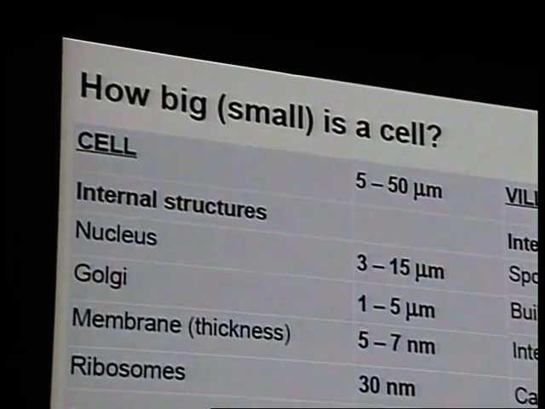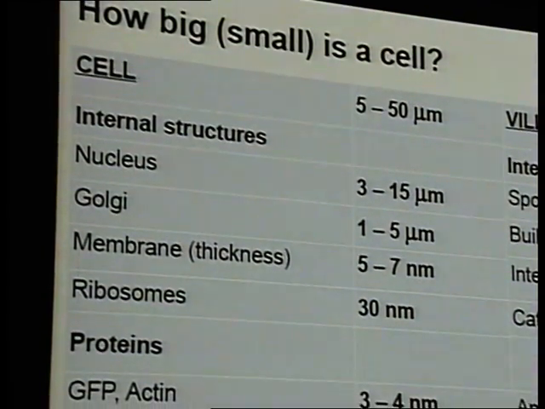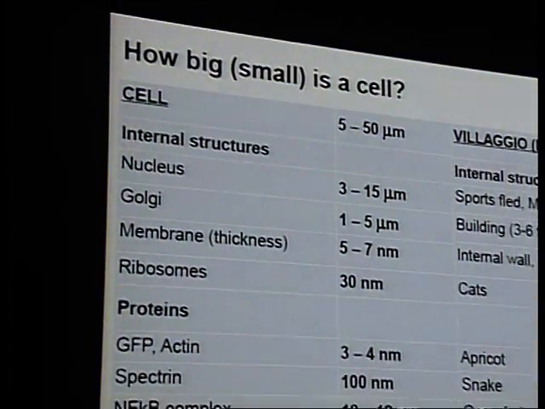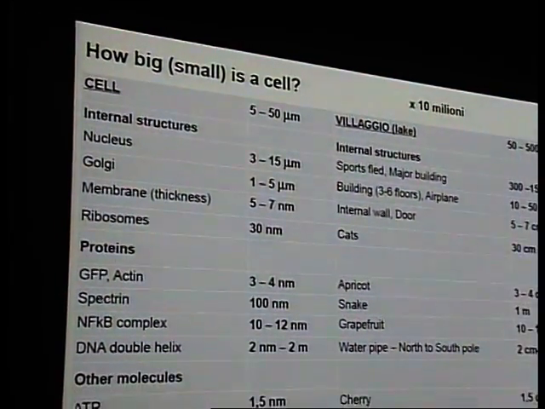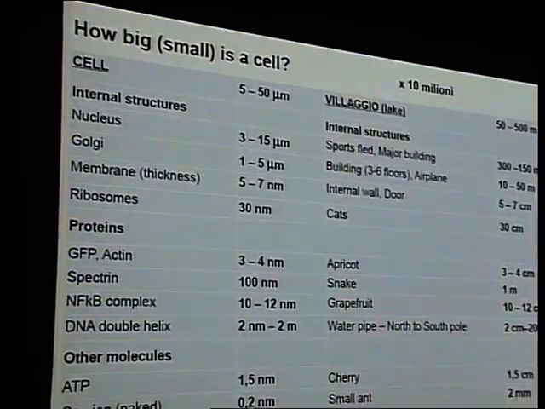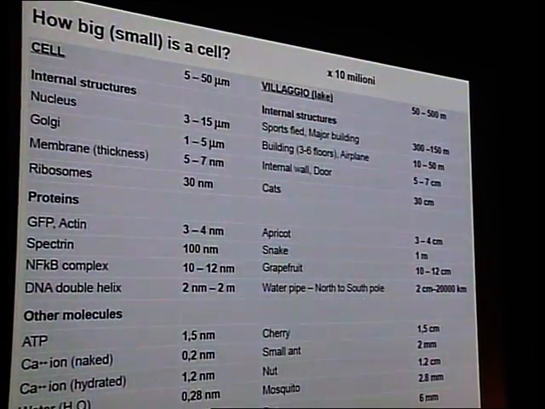They go from 5 to 50 microns. Microns are meters times 10 to the minus 6, so one millionth of a meter. That is a 1,000th of a millimeter. In 1 millimeter, you can have 100, 500 cells or so on. I'm not going to go through all of these dimensions.